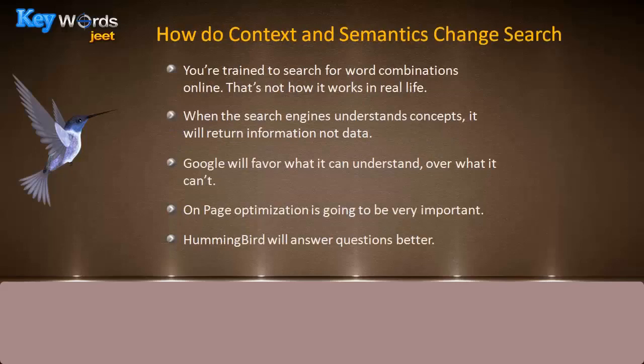Now let's talk about how context and semantics change search, or how Google's understanding of semantics and placement of content into context changes search. Now I've given you a little idea in the past few slides, but let's talk in detail about how exactly it would change the way people search. Till now, you are trained to search for word combinations online. That's what we've been traditionally doing online on almost all the search engines. Look for keywords. But that's not how you work in real life.